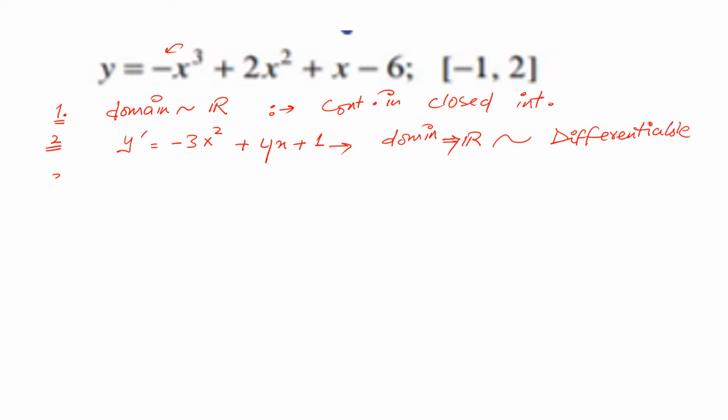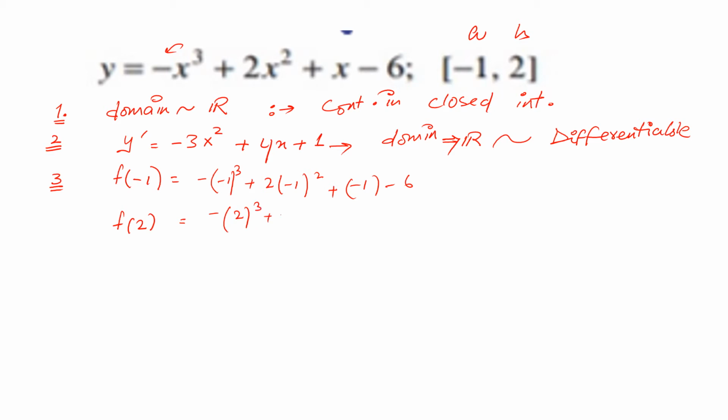So the third condition is that f of the first term, that is -1, because this is a and this is b, should be equal to f of 2. For that, you just substitute -1 and 2 one by one in the equation. So you will get negative (-1) cubed plus 2 times (-1) squared plus (-1) minus 6. And similarly, just replace the 2: negative 2 cubed plus 2 times 2 squared plus 2 minus 6.